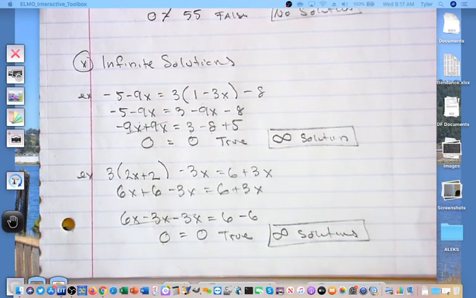So on your assignment, you'll have a mixture of problems that have infinite solutions, no solution, as well as solutions, and your job will be to work them out completely to discover which category they fall into.